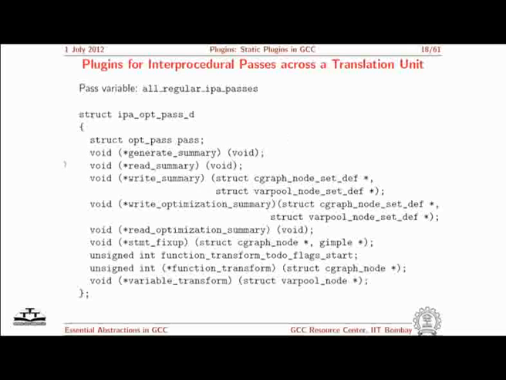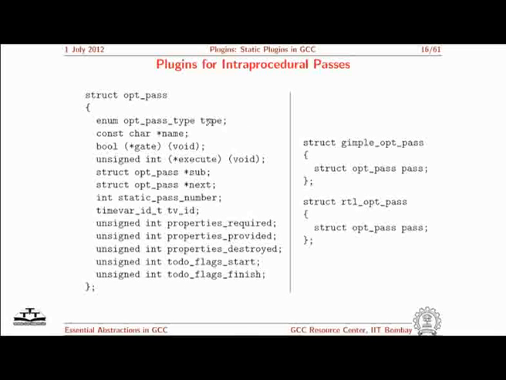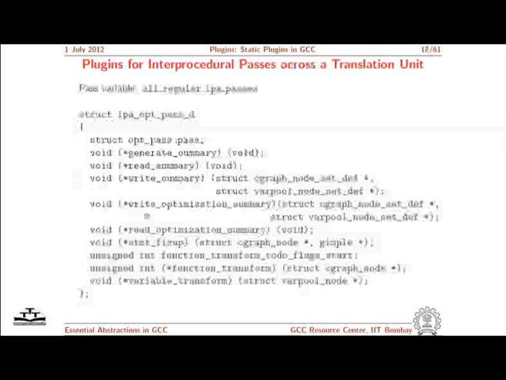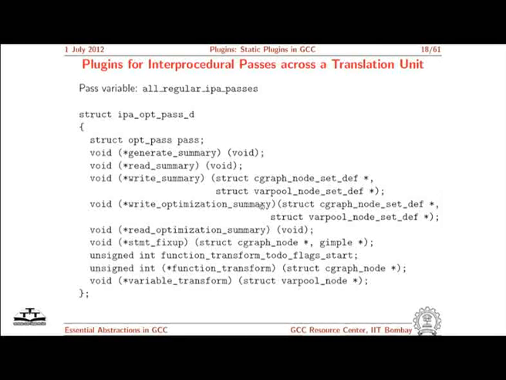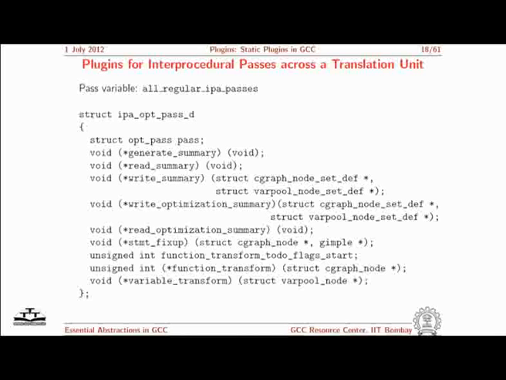Looks quite complicated, but remember the first structure is just struct opt pass. So the first structure is this structure, and the first element is this particular structure. There are additional things. What are those additional things? Say a function to generate summary. So I may want to process a function and generate summary information. A function to read summary from, where from? We will see in a while when we talk about link time optimization. A function to write summary. A function to write optimization summary. I may want to decide on some optimization criteria and say, okay, I can do this optimization, so I can write it there. I can say read optimization summary, and this function transform is what will actually do the transformation, etc.